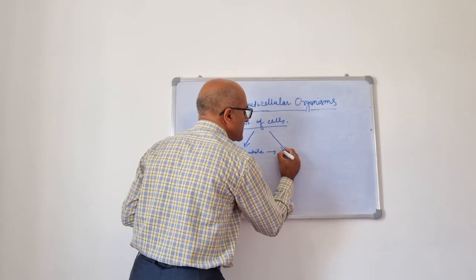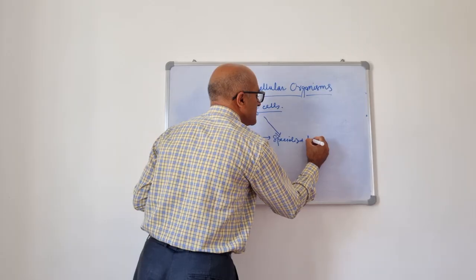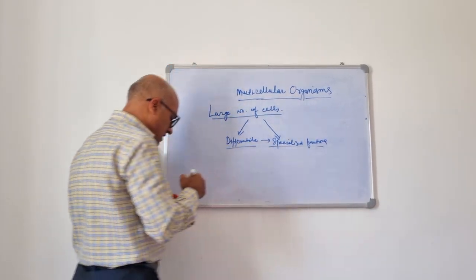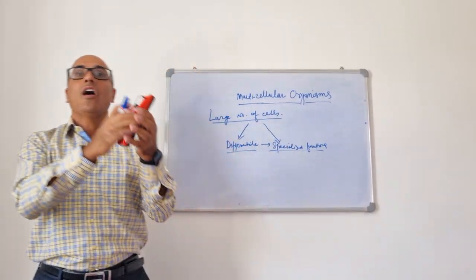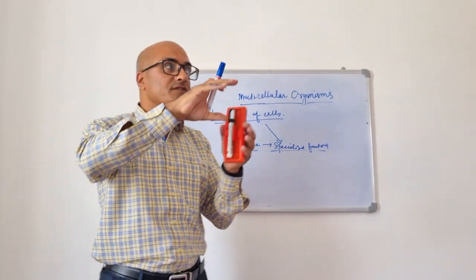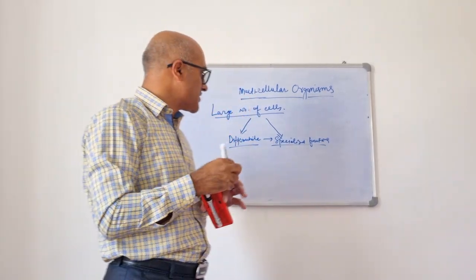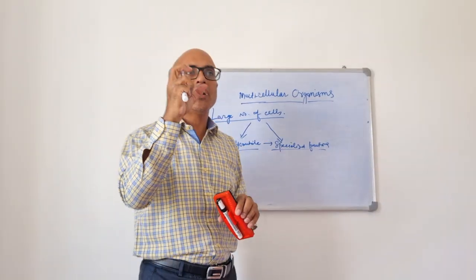Differentiate for performing specialized functions. Specialized functions. I hope you got it. Differentiation का मतलब होता है इनको डिवाइड करना into different shapes and size and to perform specialized functions. खास functions. एक टाइप ऑफ सेल को एक ही खास फंक्शन दी गई है.